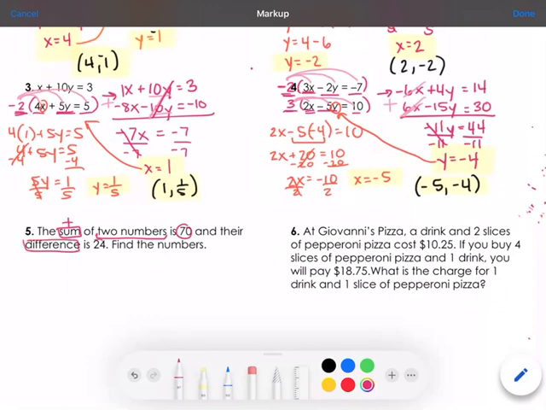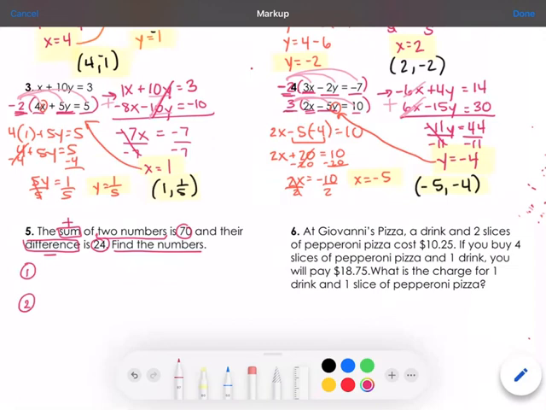And their difference is 24. Difference is a word that means we're subtracting. It's asking us to find the numbers. So if I'm trying to solve for two numbers, that means I need two equations.